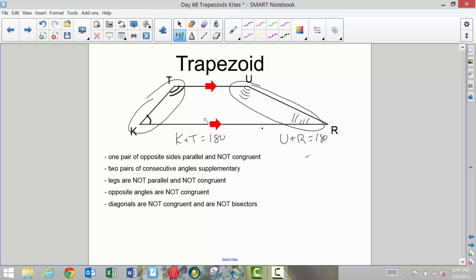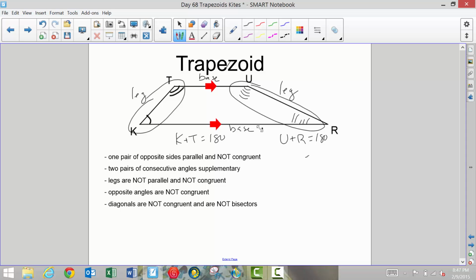Well, how do you know what two pairs? Well, they're the pairs that are on the leg. So this is a leg and this is a leg. So the angles on the legs that are consecutive are supplementary. You have legs are not parallel and not congruent. So if you're just talking about a general trapezoid, legs are not parallel and not congruent. So our legs are right here. Remember, top and bottom are bases. So that's a base, that's a base. Opposite angles here are not congruent, and diagonals are not congruent, and diagonals are not bisectors.